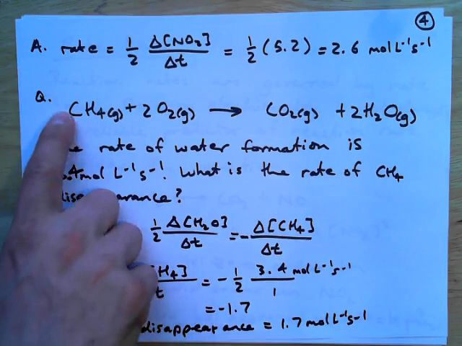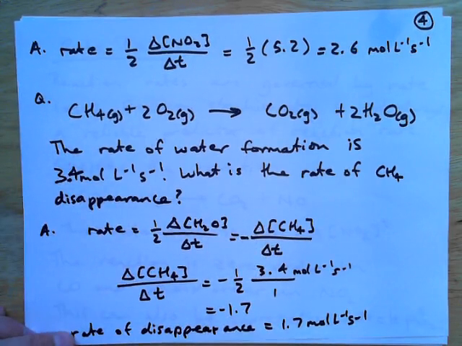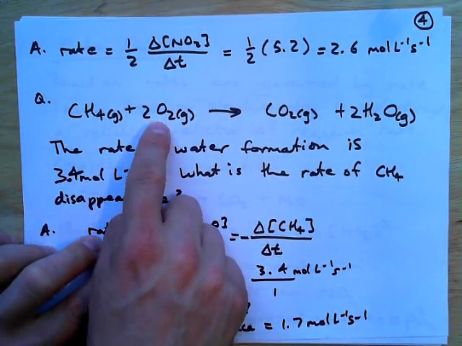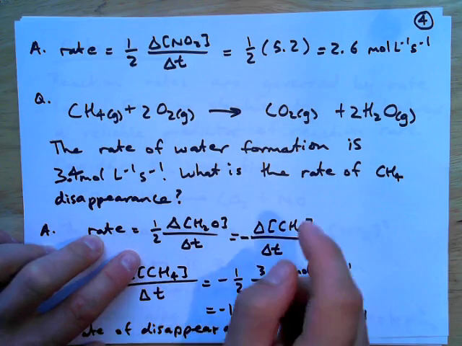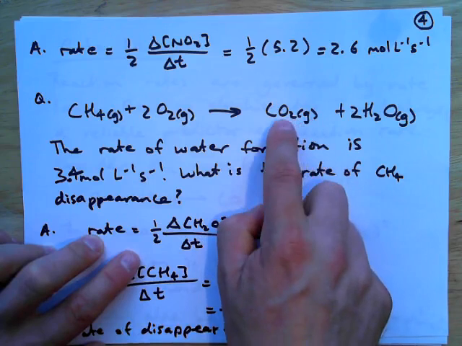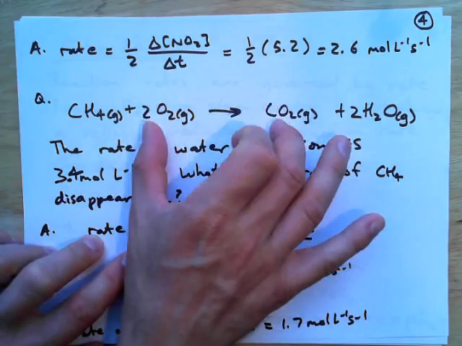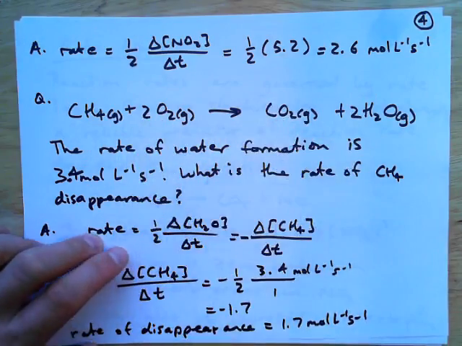And there's just a 1 here, so it's 1 divided by 1. So there's no need to worry about that. Okay, so the rate would also be equal to minus 1/2 the change in the O2 versus time, and also equal to positive the change in the CO2 over time. But because these species here aren't part of the question, I don't need to worry about including them here.